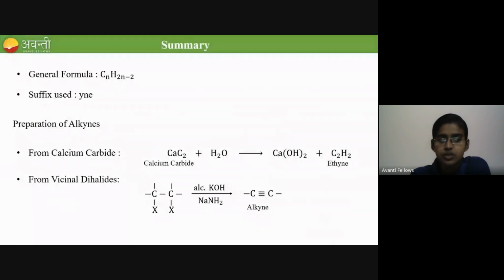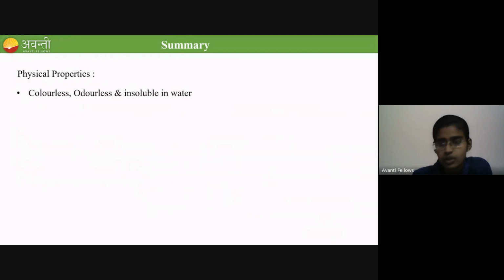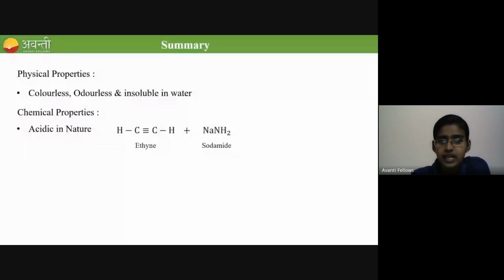Right. So these two preparations we have seen. Both are very, very important. And coming to the physical properties, they are colorless, odorless, and they will not get dissolved in water. Right. So they are dissolved only in some organic solvents. And coming to the chemical properties, they are acidic in nature. Why are they acidic in nature? Because the electronegativity of the triple bonded carbon is more. Okay, that's why they are acidic in nature. And they react with sodamide to form ammonia and sodium ethanide also.